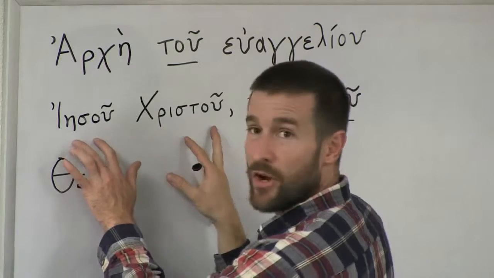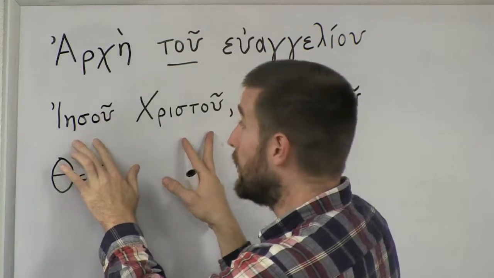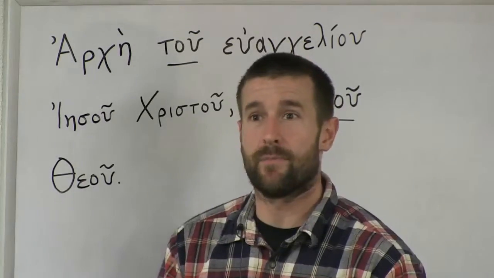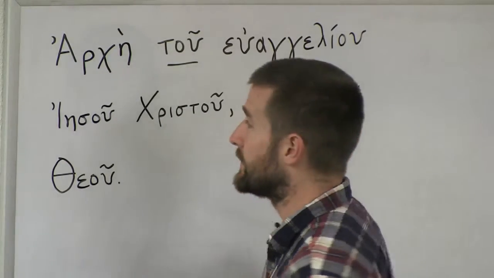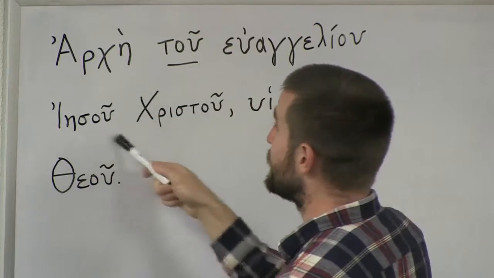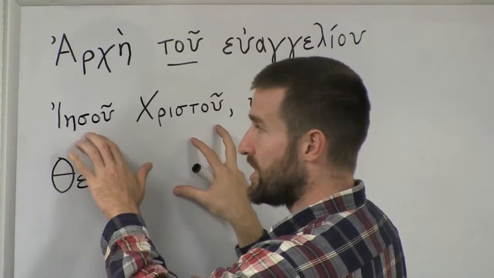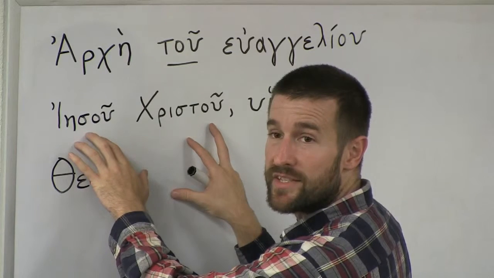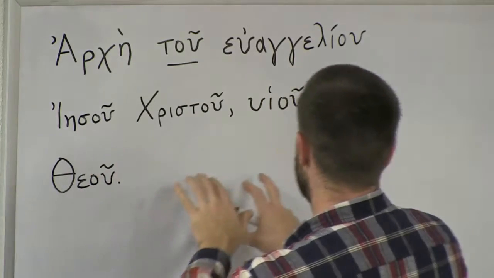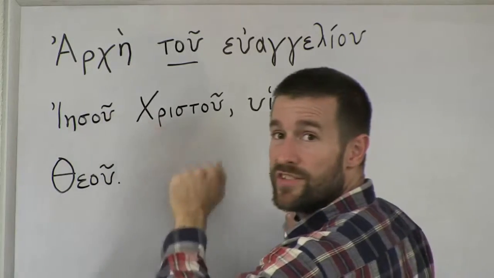And the reason that these are in genitive case is because it's the gospel of Jesus Christ. Okay? Jesus Christ's gospel would be another way of stating it, just to help you understand the possessive nature of the genitive case. Okay? Archi tu evangeliu Isu Christou. Okay? These are nouns, Jesus and Christ, that have been put in the genitive case because they are the object of that English preposition of. All right? Genitive case.